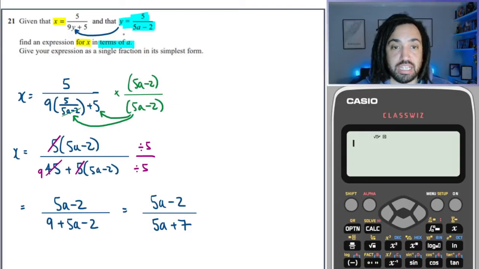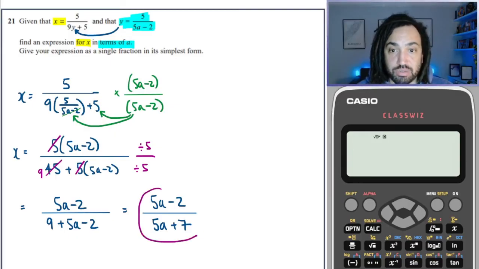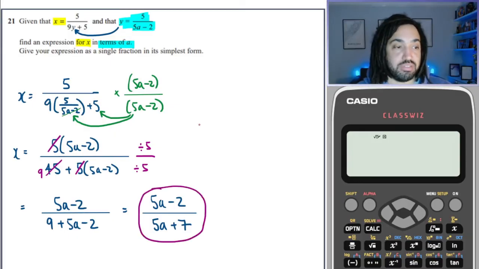Okay, and that is exactly what they want it as, a single fraction in its simplest form, as they've asked. Perfect.